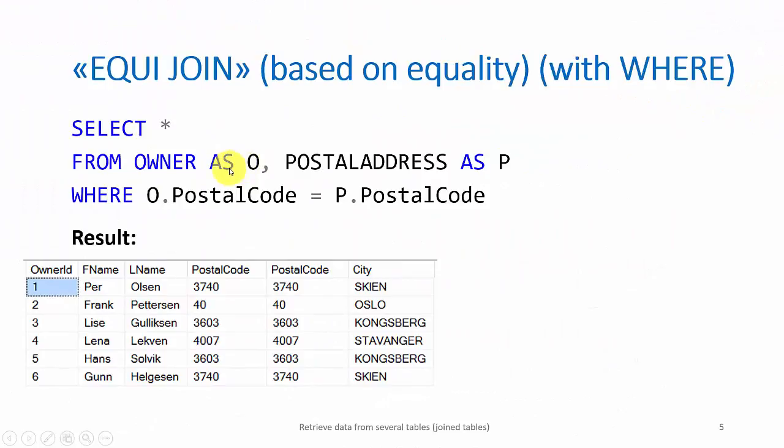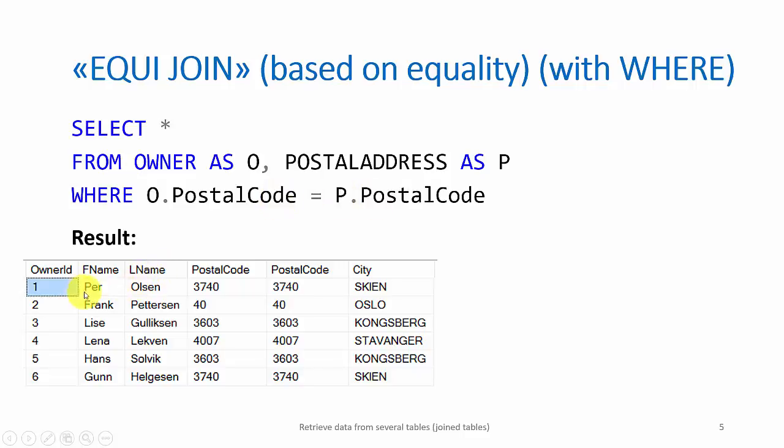So here I have introduced aliases. I have named the owner O and postal address P. And then I have to use it in all the query. But here I want to retrieve all the columns, so I use a star, and I use this Equijoin to say that I want to join on O.postal code, which is the foreign key in this owner table, and I want to equal this with postal code in the postal address table, which is the primary key that this foreign key is referencing.